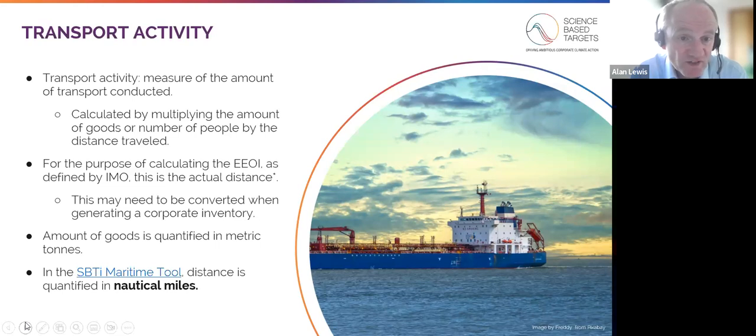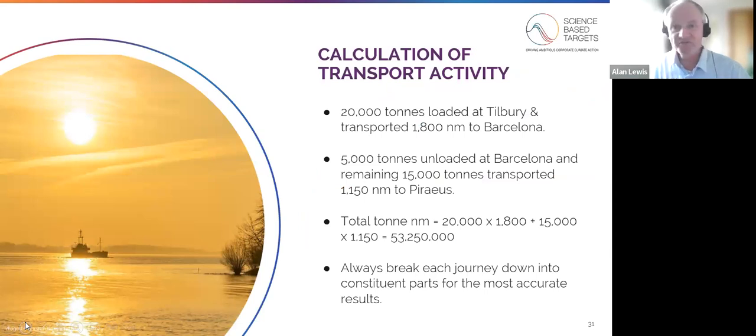The amount of goods is quantified in metric tons. In this case, distance is quantified in nautical miles, following normal practice within the maritime industry. And if you can click on again. The calculation is performed by multiplying the distance traveled on each individual leg by the amount of goods transported. So looking at this simple example of 20,000 tons being loaded at one port, being transported to an intermediate port, and then some of those goods being unloaded before the remaining cargo is transported on to the final port, you break it down into individual legs to get your total transport activity in order to get the most accurate results.